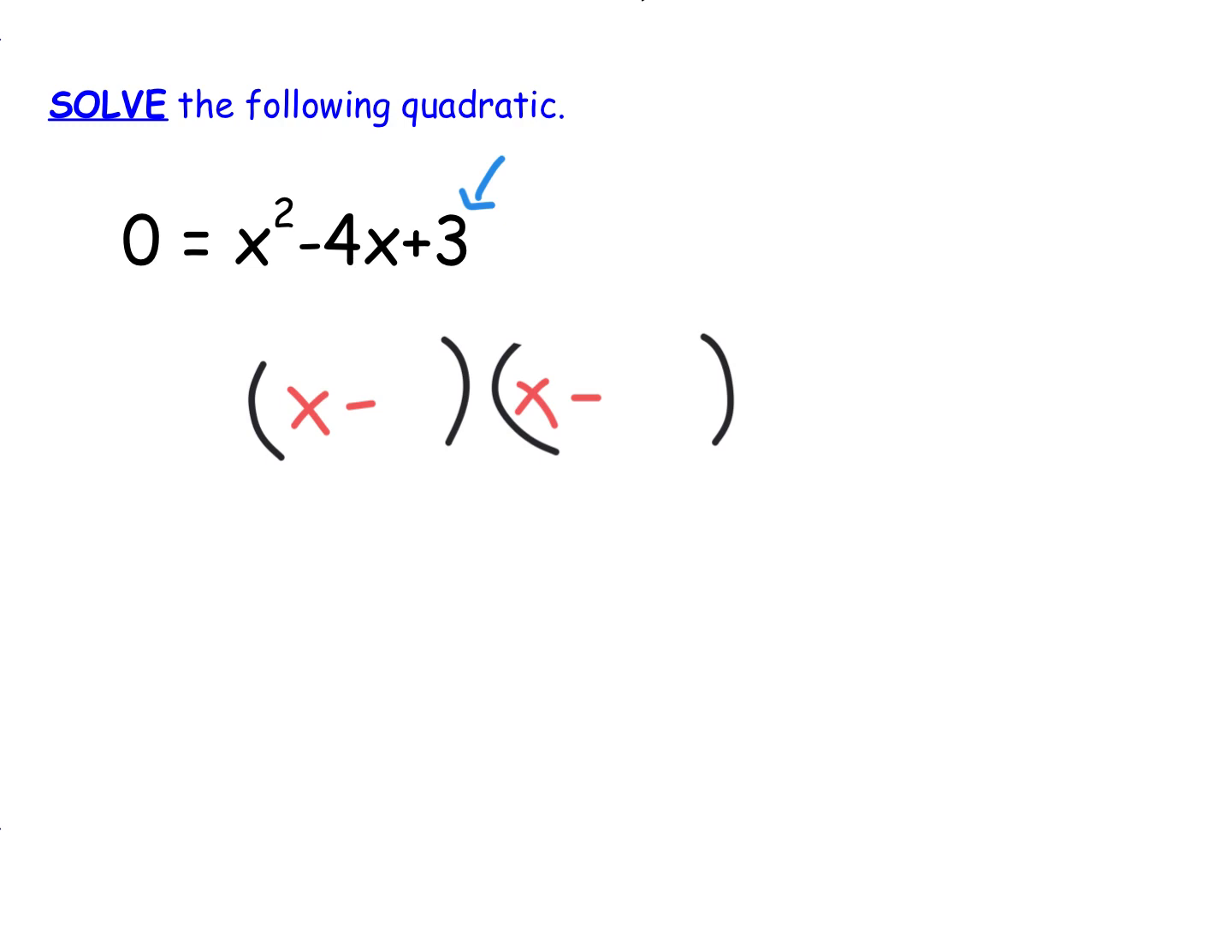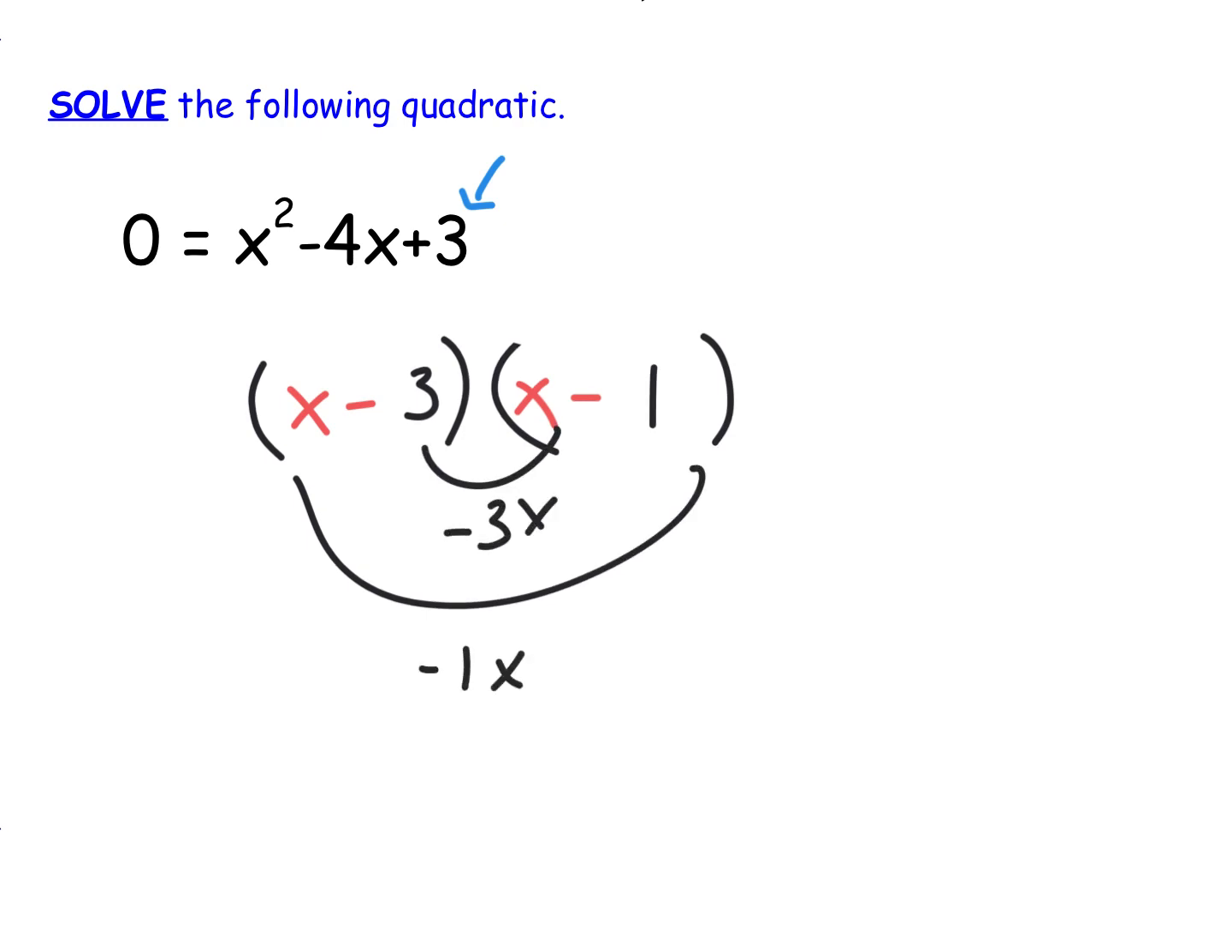Okay, cool. So next, the last step, which is 2 numbers that multiply to 3. Well, there's not many. It's got to be 3 and 1. And then I check to see if I did it right. Outside, inside. Negative 1x, negative 3x, grand total negative 4x. Yay, I'm done.